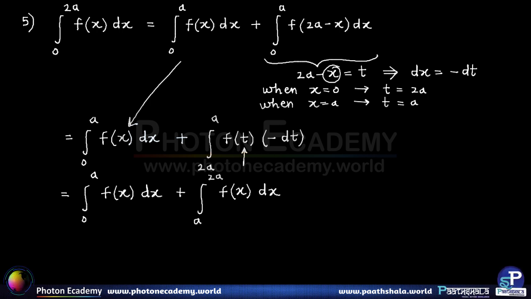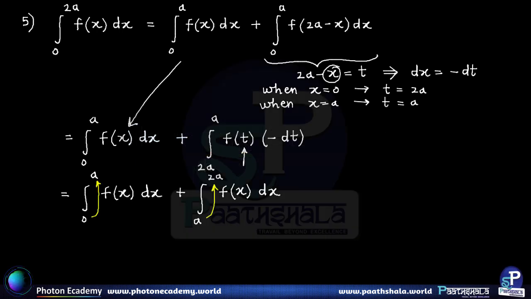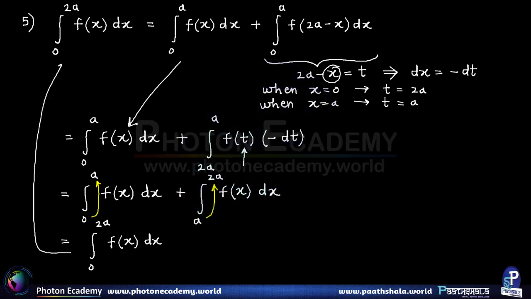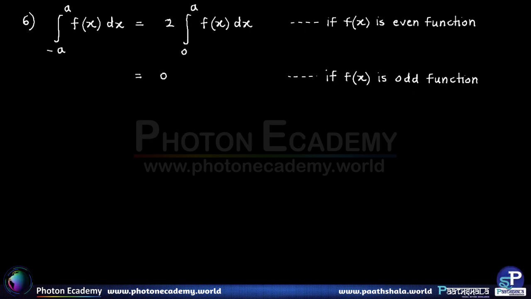And now if you observe, the first limit is from 0 to a and the second limit is from a to 2a. So using the property that we have already seen, we can merge this into a single limit from 0 to 2a of f of x dx, which is nothing but the left hand side. So in this way we have proven this property. Now let's go ahead to the last property that we need to study for the definite integrals.